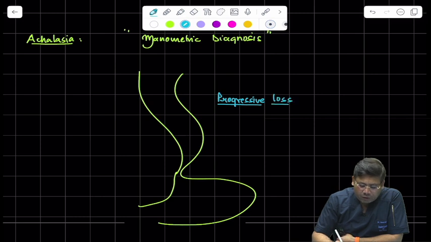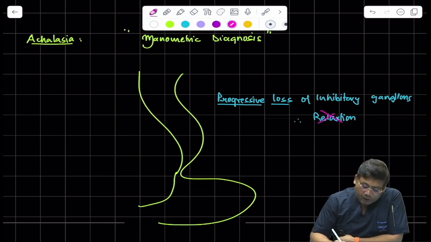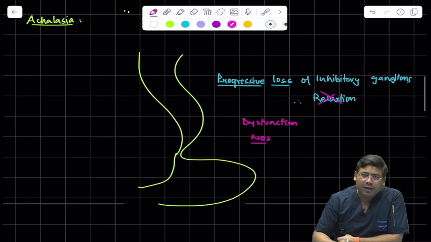So when we talk about progressive loss of inhibitory ganglions, बच्चे अगर inhibitory ganglions are lost, therefore the relaxation part of the esophagus will be lost. Are you getting this point or no? And then you have dysfunctional NOS. When we talk about NOS, that is nitric oxide synthase.